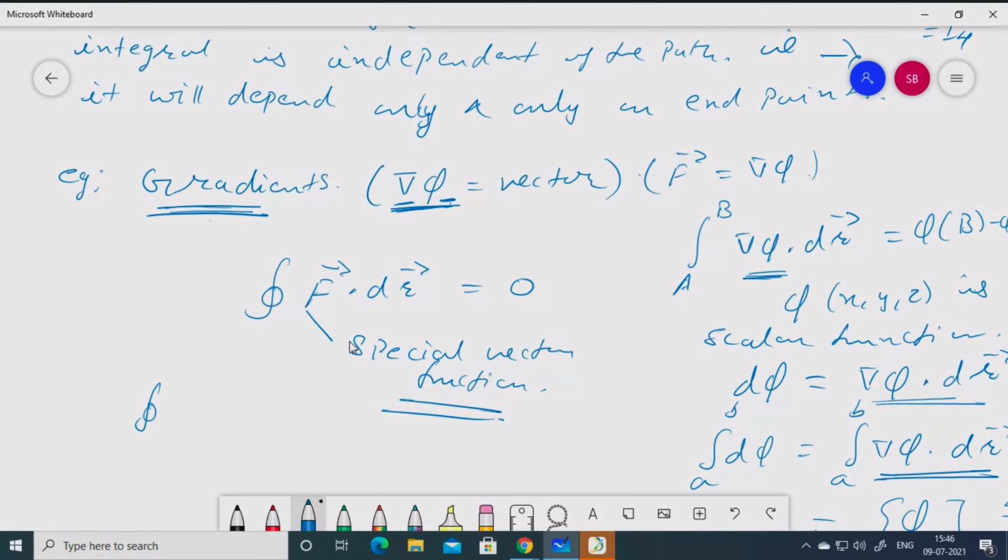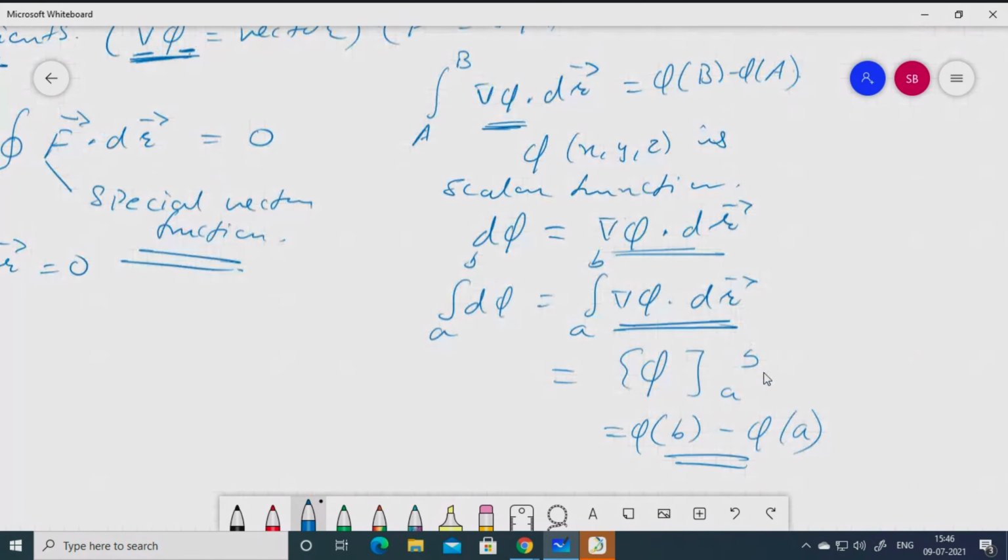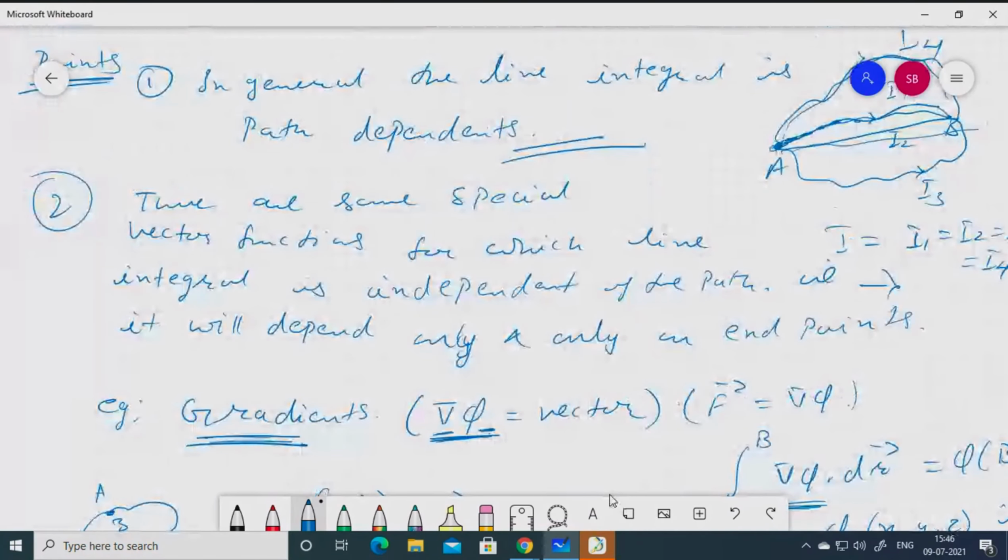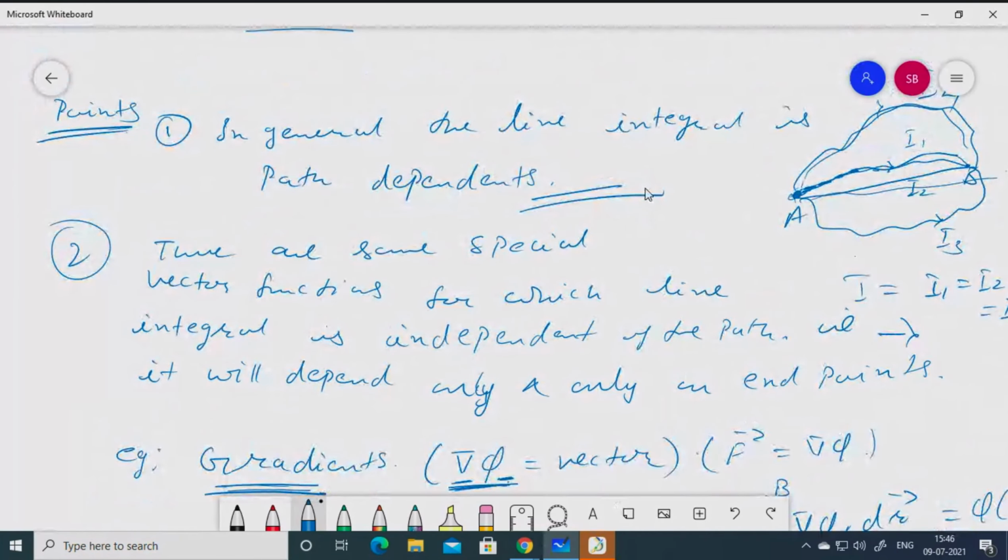So here I can write, if f bar is my gradient, del phi dot dr bar, the result will be 0 only. Why will this happen? Logically, I have taken a closed curve. When I take a closed curve, my A will be equal to B only. The proof is the same. Since A and B are equal, this result will be 0. So for special vectors this will happen. Otherwise, in general, the line integral is path dependent only.